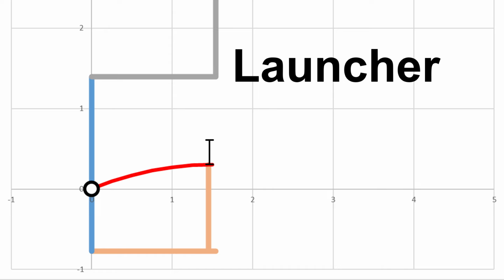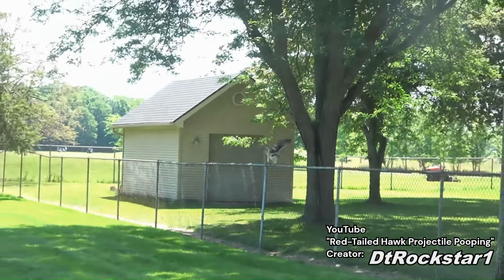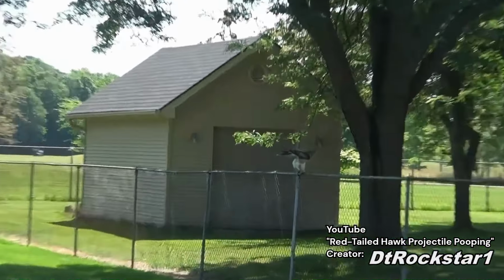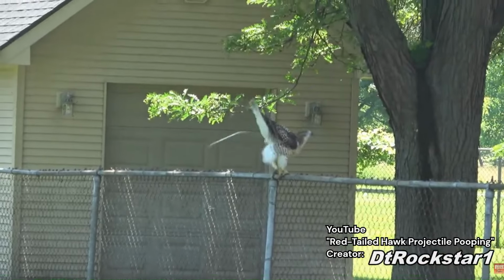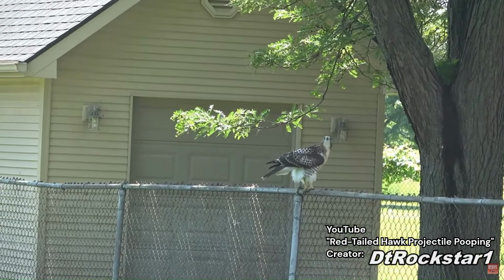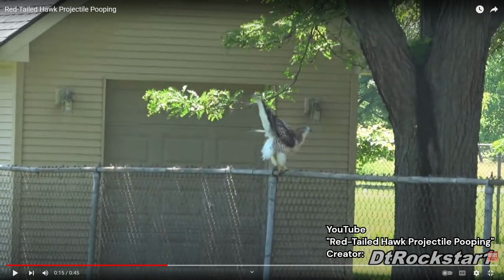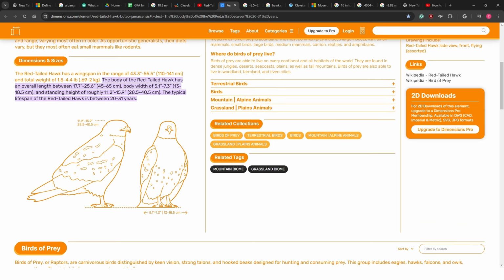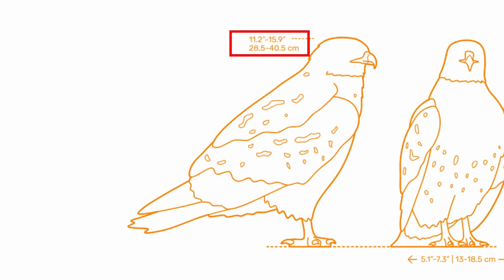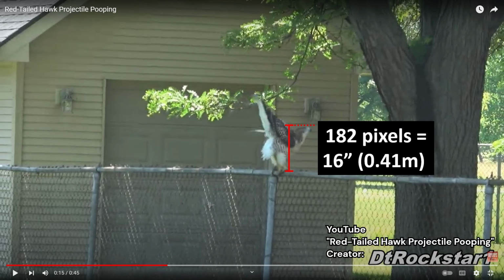Fair, but what bird should I model off of? Several comments told me that hawks can launch poop an impressive distance, and sure enough, they can. Based on this video, it looks like a strictly horizontal velocity wasn't a bad assumption. According to Dimensions.com, a red-tailed hawk stands at up to 16 inches tall. Pulling up the video, I'll count pixels assuming the hawk is that tall.